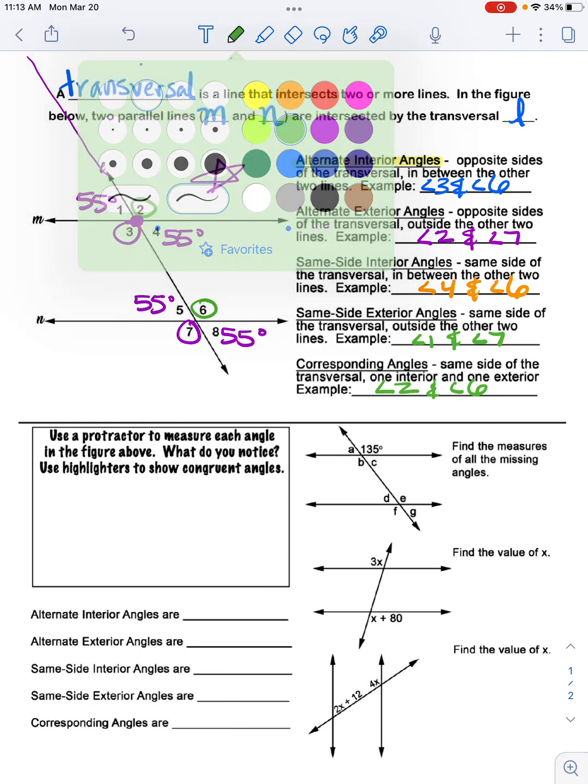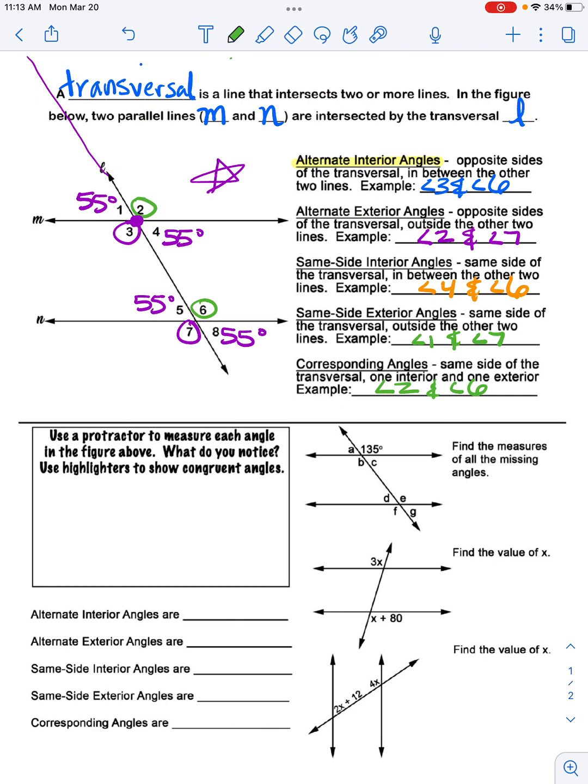And as I continue measuring with my protractor, all of the obtuse angles, the big ones, are going to be 125. Oh, that is, I don't want that to look like a 0.